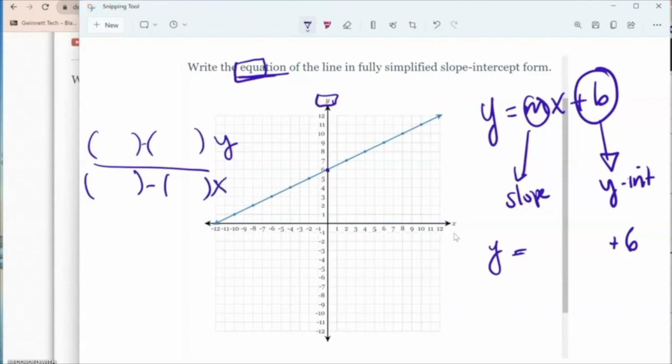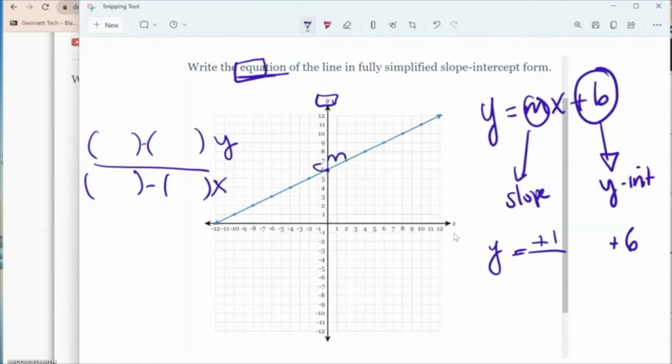I'm going to do it both ways in case you prefer one over the other. So I'm going to do rise over run. So I go from this point to the next point. It doesn't matter which side I go. I'm just going to go positive because it's easier. When I rise 1, that's plus 1. And then I'm going to run. So I rose 1, and I'm going to run 2.